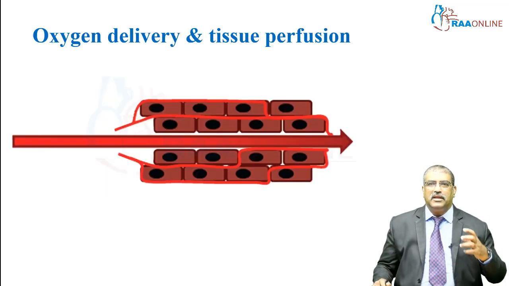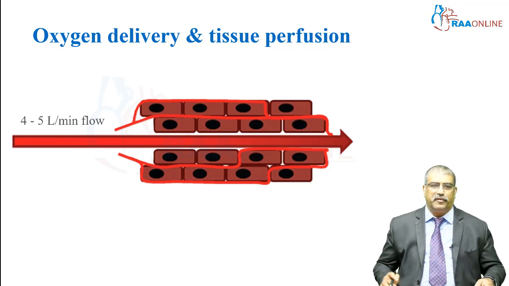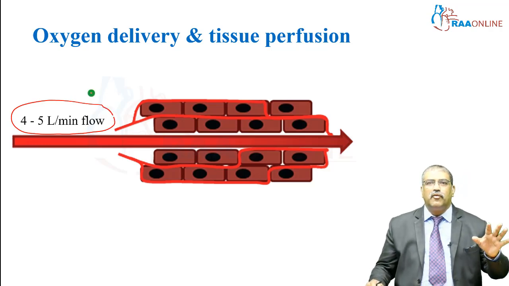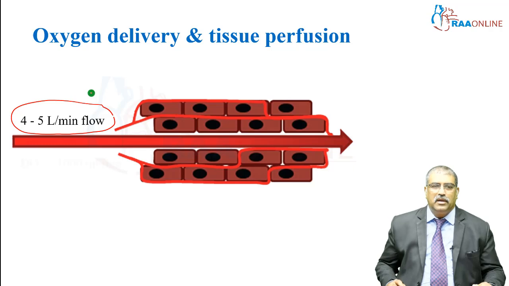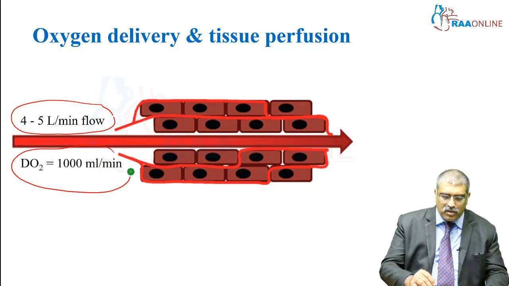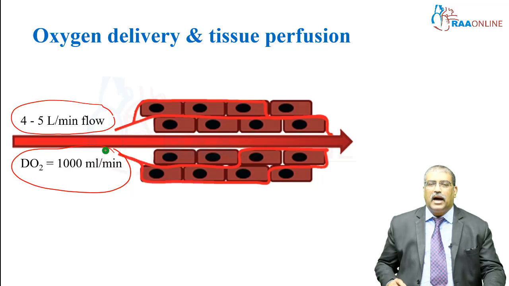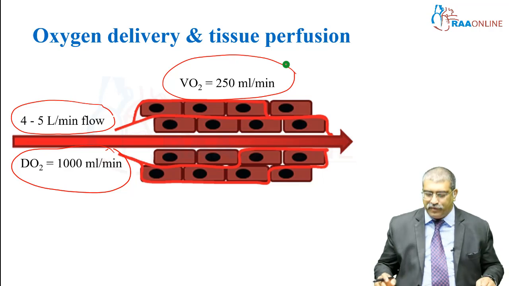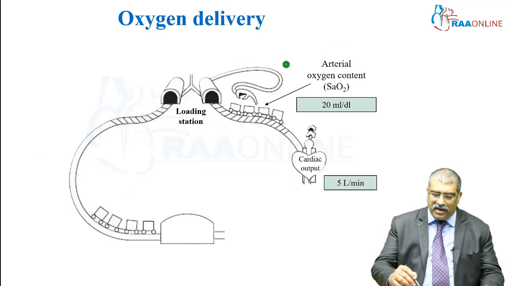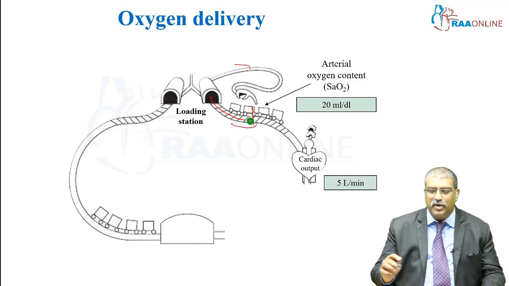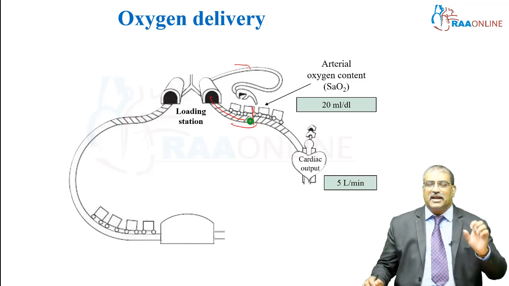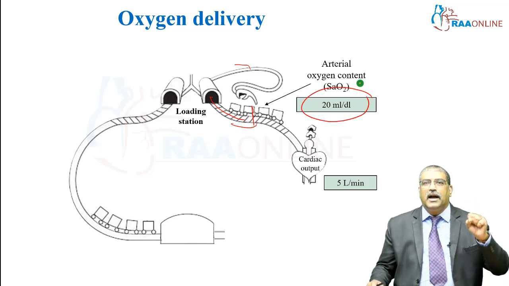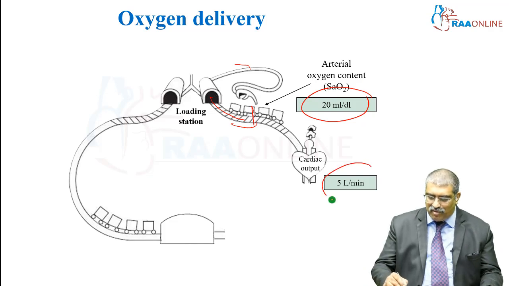Now, combining the oxygen delivery and tissue perfusion. The tissue perfusion is nothing but the cardiac output, which is normally around 4 to 5 liter per minute. The delivery of oxygen is around 1000 ml per minute and the oxygen consumption for the whole body is usually around 250 ml per minute. So the blood which comes from the left ventricle to the aorta carries the arterial oxygen content. The arterial oxygen content is normally around 20 ml per deciliter and your cardiac output is around 5 liter.